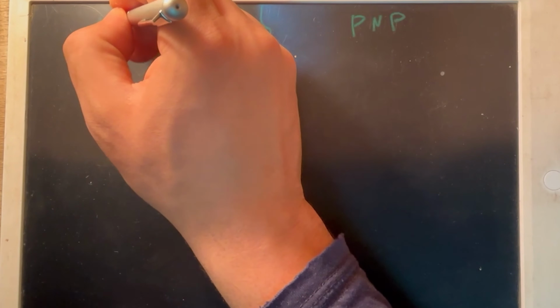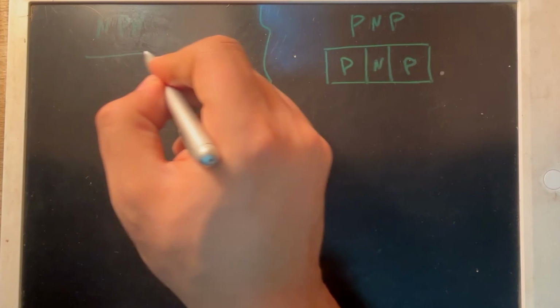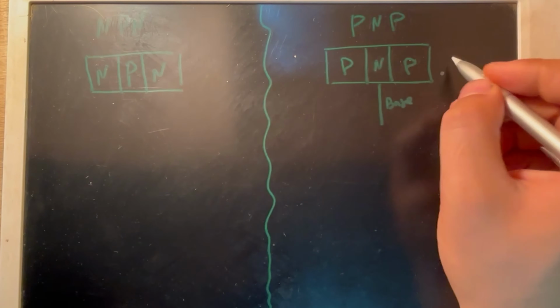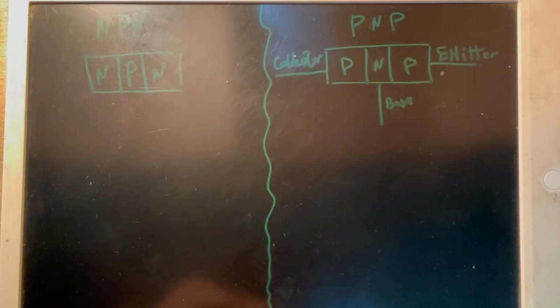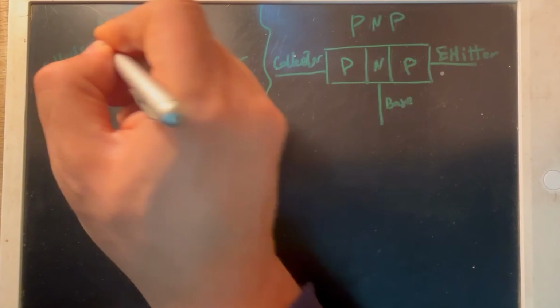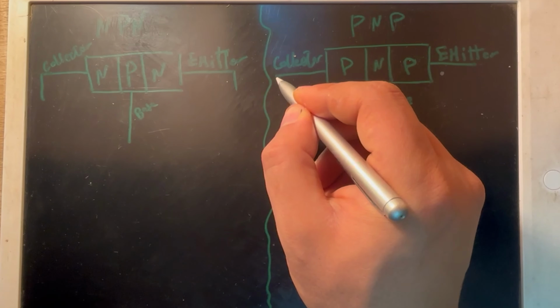Construction and connections. If we take a look inside these two transistors, we will find the PNP transistor consists of three regions. First region, collector, is positive; the second one, base, is negative; and the last one, emitter, is positive. Also, you will find the NPN transistor consists of three regions. First region, collector, is negative; the second one, base, is positive; and the last one, emitter, is negative.